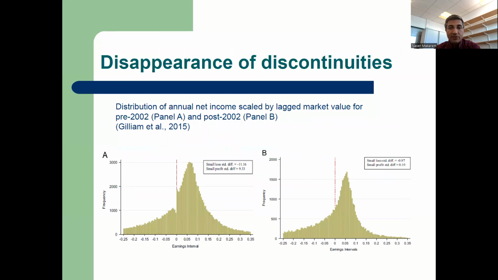This is taken from Gilliam et al. 2015. As you can see in figure A, there is a point of discontinuity. This one belongs to the pre-SOX period. And when you look at figure B, you see there is no point of discontinuity. This one belongs to the post-SOX period.